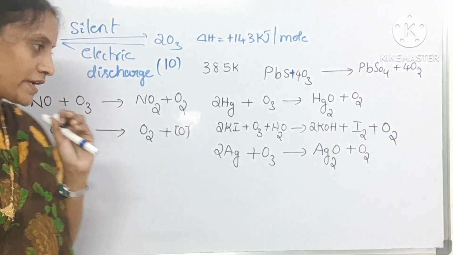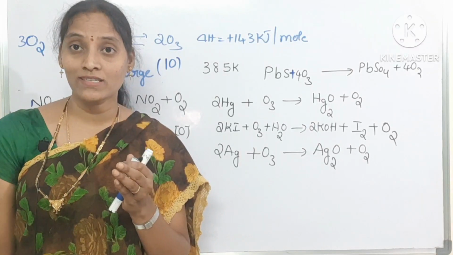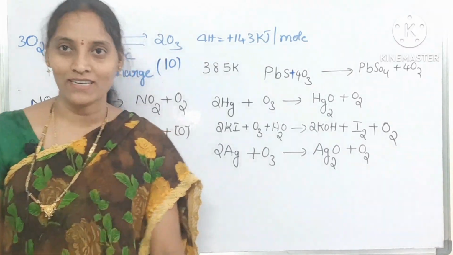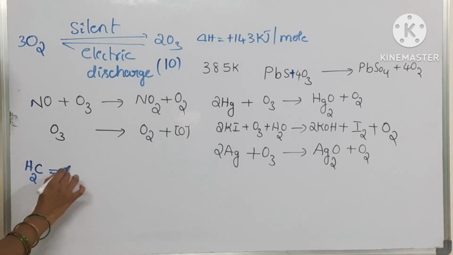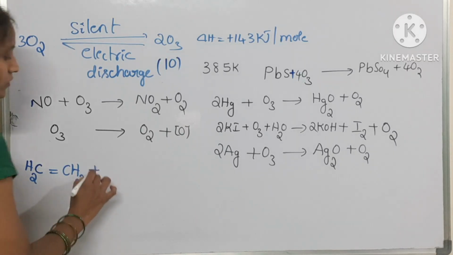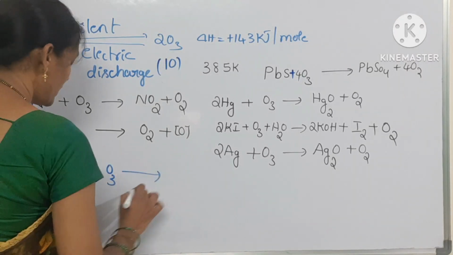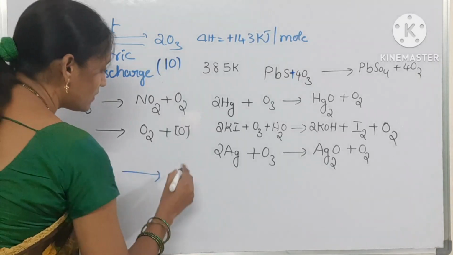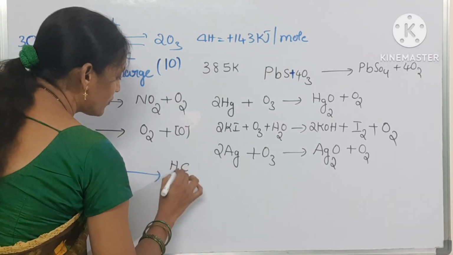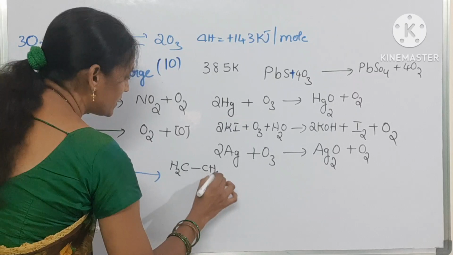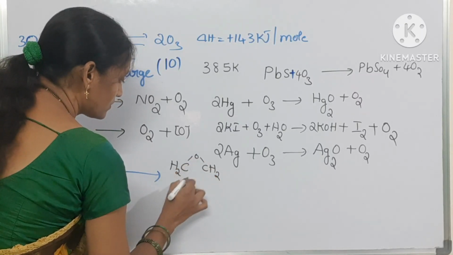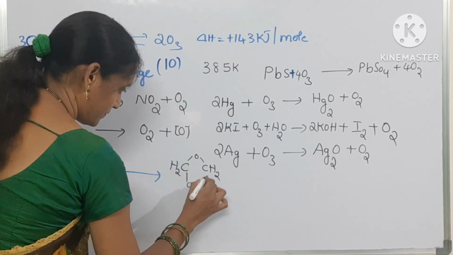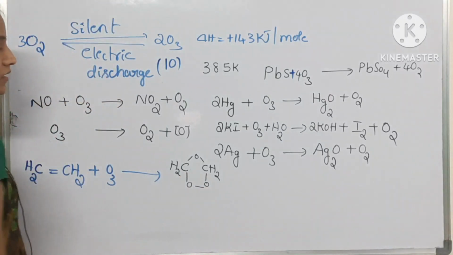And also one more reaction, ozonolysis of ethene. You can take ethene, CH2=CH2. Here you are going to use ozone. It will oxidize this ethene during the formation of ethylene ozonide. See, this is the ethylene ozonide.